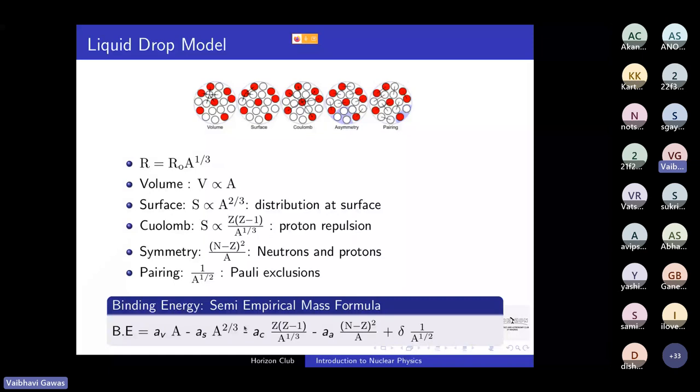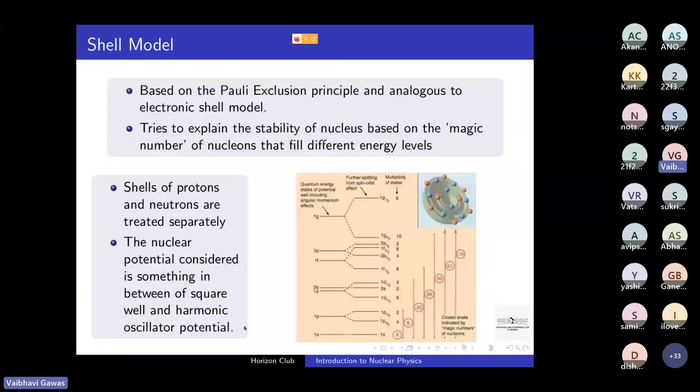Okay. Next model is the shell model, which is based on the atomic shell model, where electrons fill up the outer shells in an atom. The main idea of the shell model is that it is based on the Pauli exclusion principle, and it is analogous to the electronic shell model. And as in the electronic shell model, here also you have different magic numbers, and based on these magic numbers, you will have stability of your nucleus.